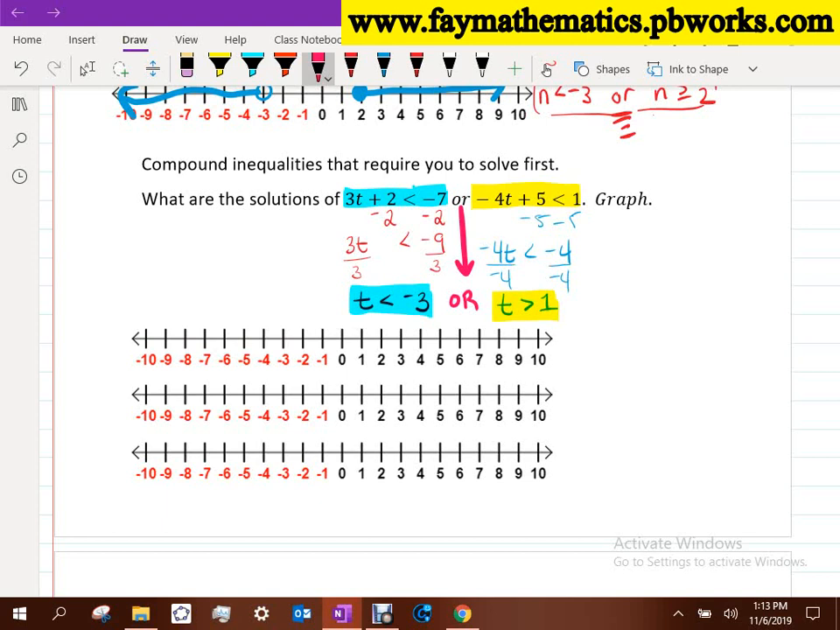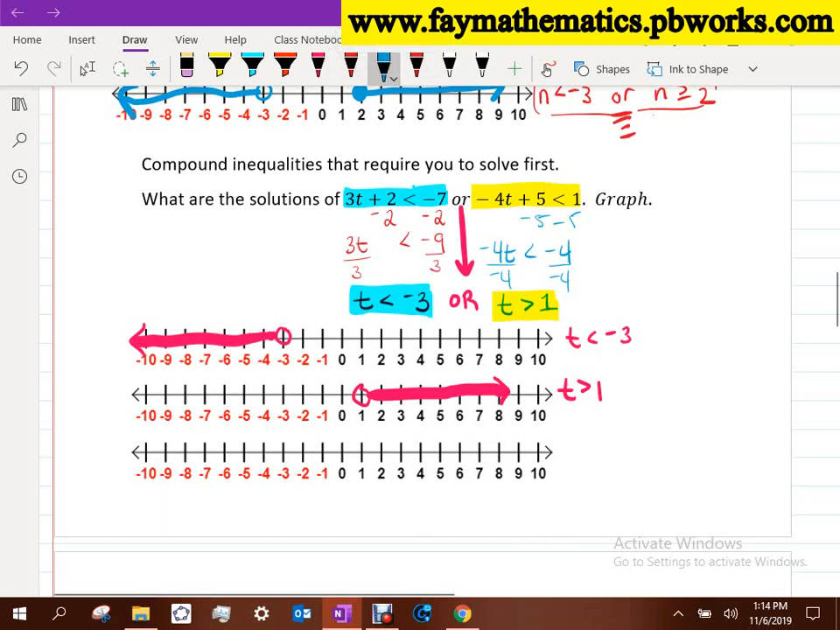So now I'm going to graph those two things individually. I'm going to graph t is less than negative 3. So what kind of dot does that give me? Open at negative 3 and graph which way? The left. Okay, and then we got that stuff there, right? The next one is t is greater than 1. So open dot at 1, right? And we're going to graph to the right.